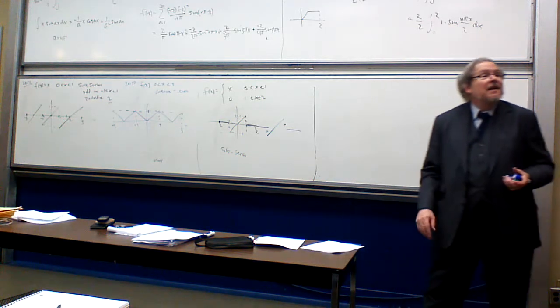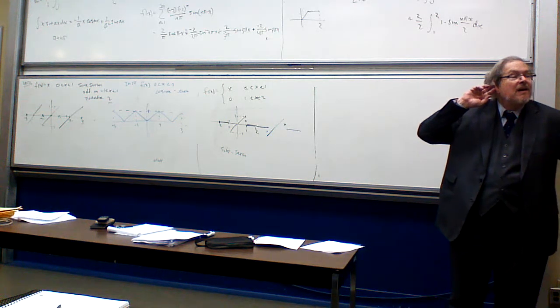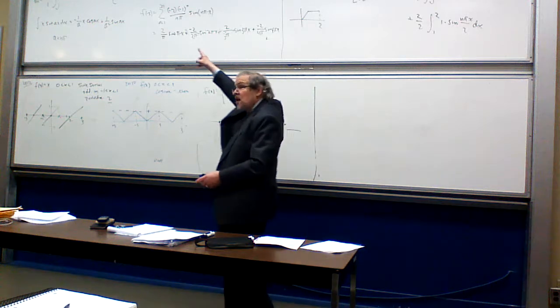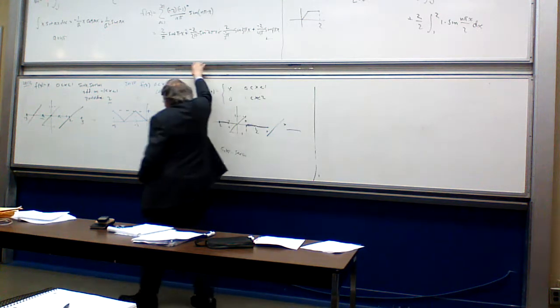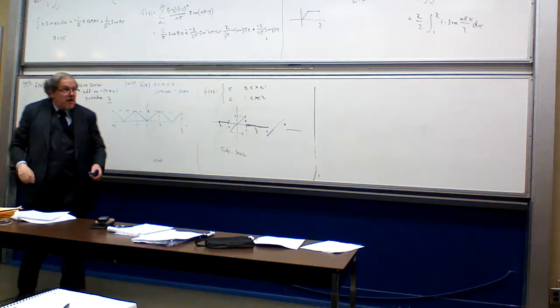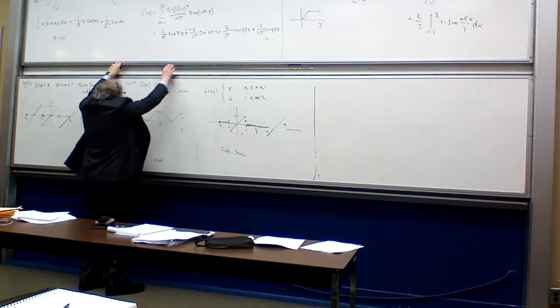Yes, Hudson? Going back to the last question, how did you come up with the -1 to the n all the way up top? Cosine of n pi is -1 to the n. I wrote cosine of n pi is -1 to the n when I evaluated.